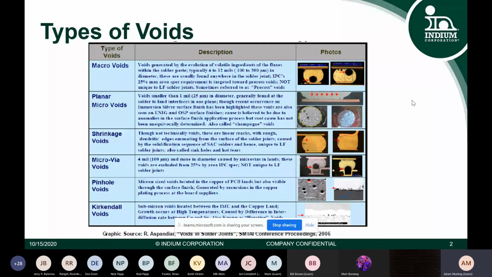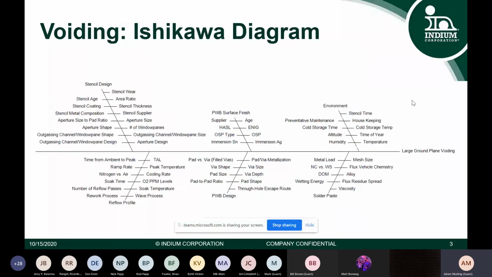There is an updated one on one of the blogs on Indium's website. I was part of creating the Ishikawa diagram to brainstorm all of the different environmental factors and constituents that help create large ground plane voiding, from the stencil design, PWB surface finish, the environment, the paste itself, which I'll be primarily talking about today, the reflow profile, and PWB design. It's really hard to pinpoint voiding caused by one particular area, but I'll be covering the solder paste responsibility in this talk today.